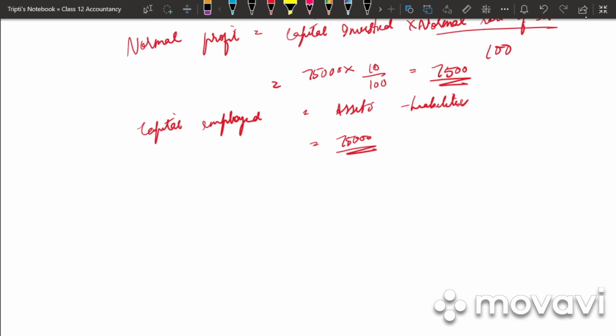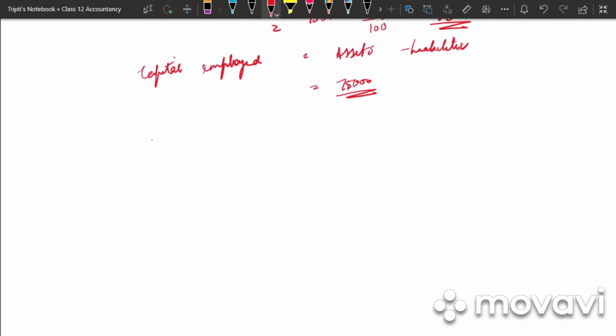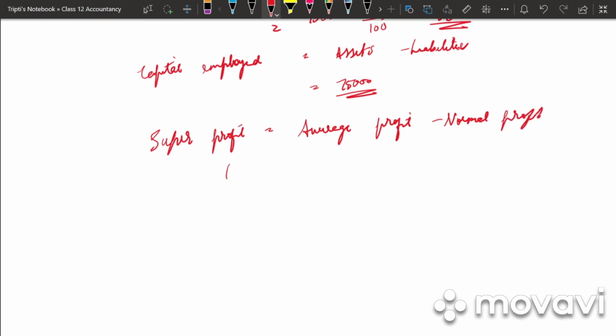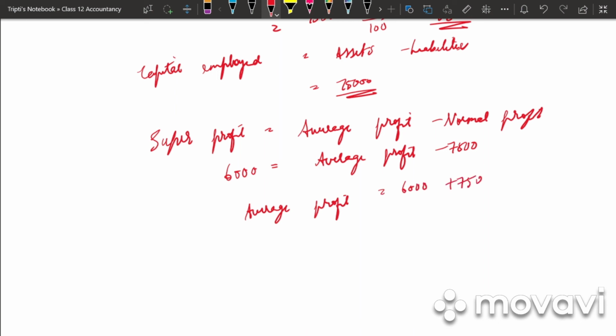So now we know our normal profit, we know our super profit. We can find out the average profit. Super profit is equal to average profit minus normal profit. What is our super profit? It is 6,000. Average profit do we know? No. Minus 7,500. So what will be our average profit? 6,000 plus 7,500, that is 13,500.